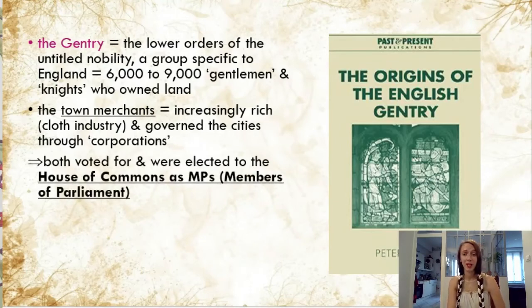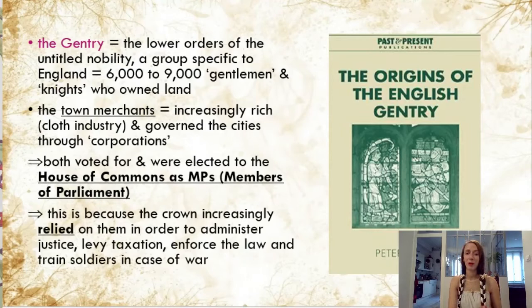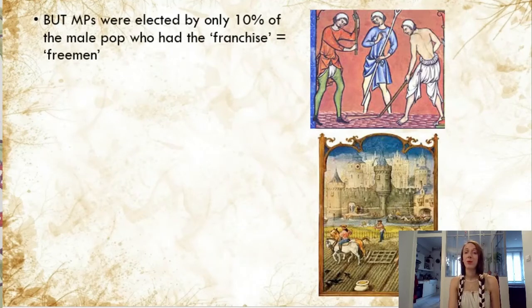Both voted for and were elected to the House of Commons as members of Parliament. So remember, we talked about the House of Lords, the idea of being a member by birthright. Here, we are referring to the House of Commons with votes and elections. This is because the monarch increasingly relied on them in order to administer justice, levy taxation, enforce the law, and train soldiers in case there was a war. So they were important. But MPs were elected by only about 10% of the male population who had the franchise, le droit de vote. The so-called freemen that we mentioned earlier on.